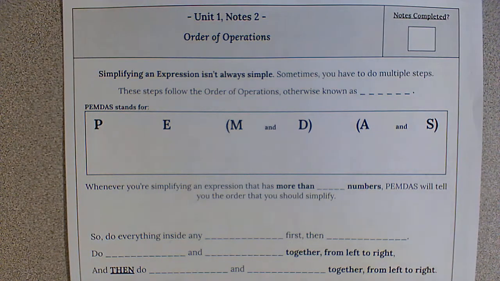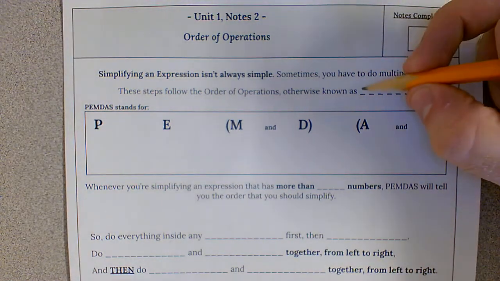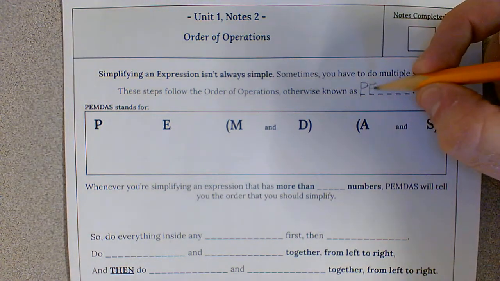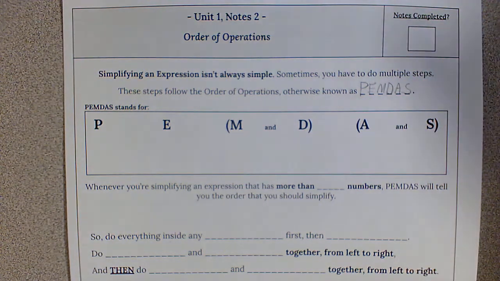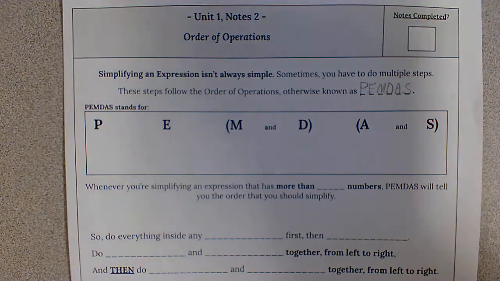Simplifying expressions is not always that simple. Sometimes you've got to do multiple steps. Who'd have thought? So when you're doing multiple steps, you're going to follow the order of operations, but I think you know it as PEMDAS. P-E-M-D-A-S. Even if you already know the steps, I'm going to write them out here.